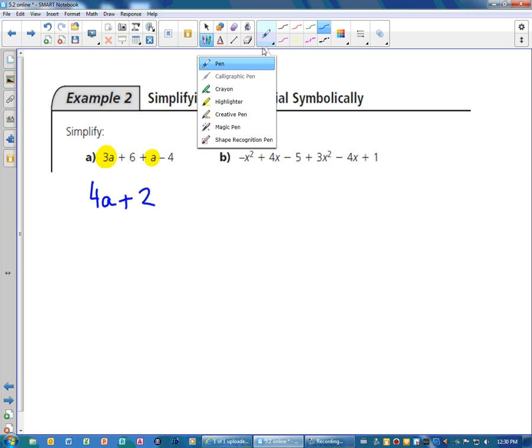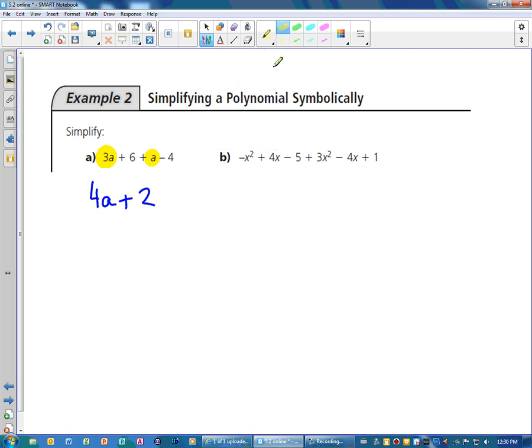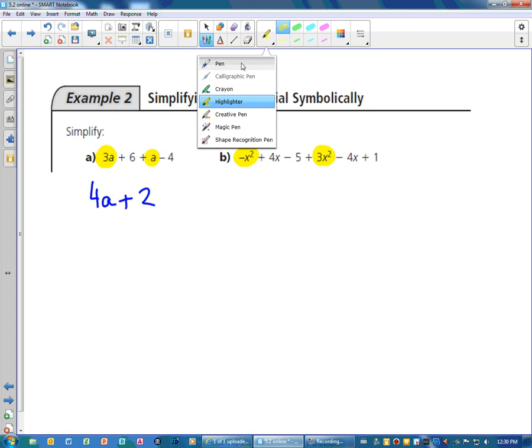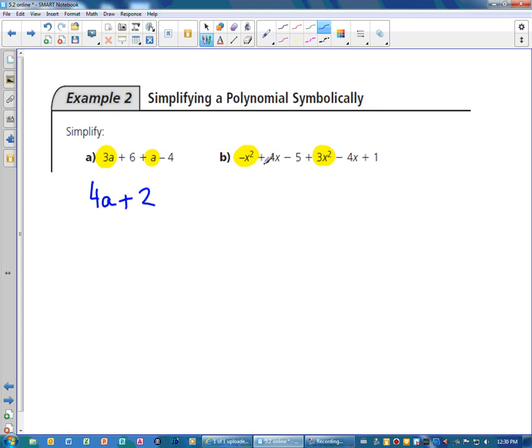Okay, second question. Again, I want you to group them according to highest exponent to lowest exponent. So I'm going to start with the x squareds. Negative x squared and 3x squared are like terms. So when I group a negative x squared and a 3x squared, it's like a negative 1 and a 3. I have 2 x squareds.